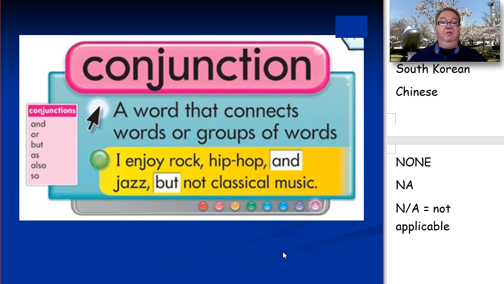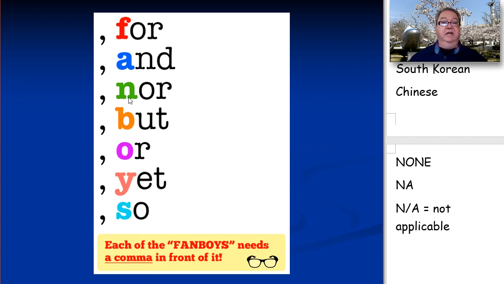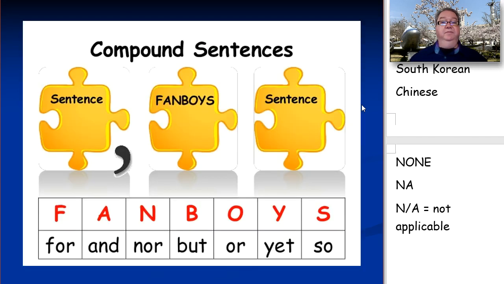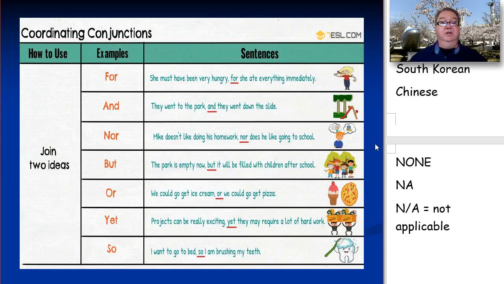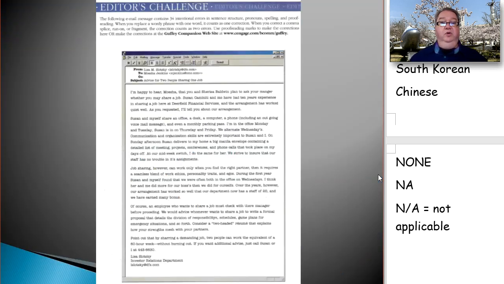We'll be using this again. Remember the fanboys, okay? And how to use them. Remember the comma and a conjunction. We talked about compound sentences. We have a sentence, comma, conjunction, sentence. We're going to be looking at this in much more detail. We're going to be using this. So review this information, okay? We looked at some examples. We looked at some more complex examples. So make sure you review this information, okay, so that you're ready for our discussion next week, okay, that you're ready for the work that we're doing.